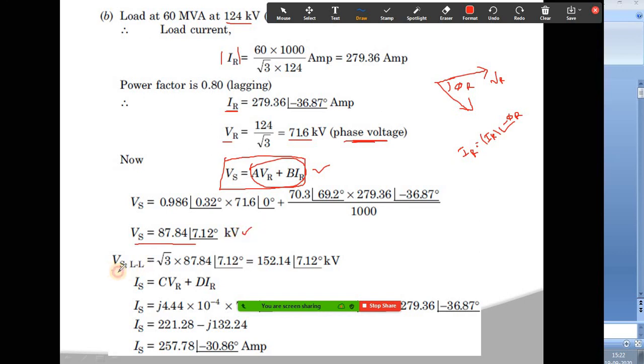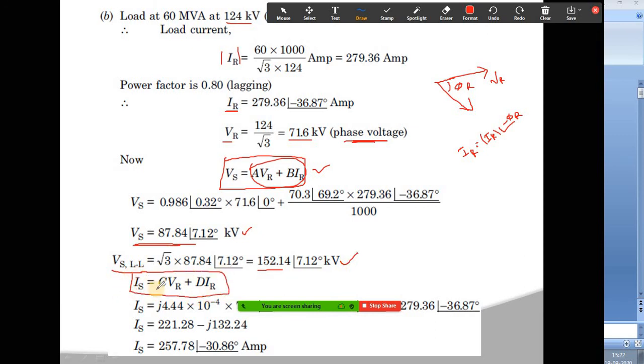Okay, so if you want sending end line to line voltage, you have to multiply this value with root 3. Then you will get 152.14 at an angle of 7.12 degrees as your sending end voltage, which is line to line voltage. Okay, so in a similar way you can calculate the sending end current as well.